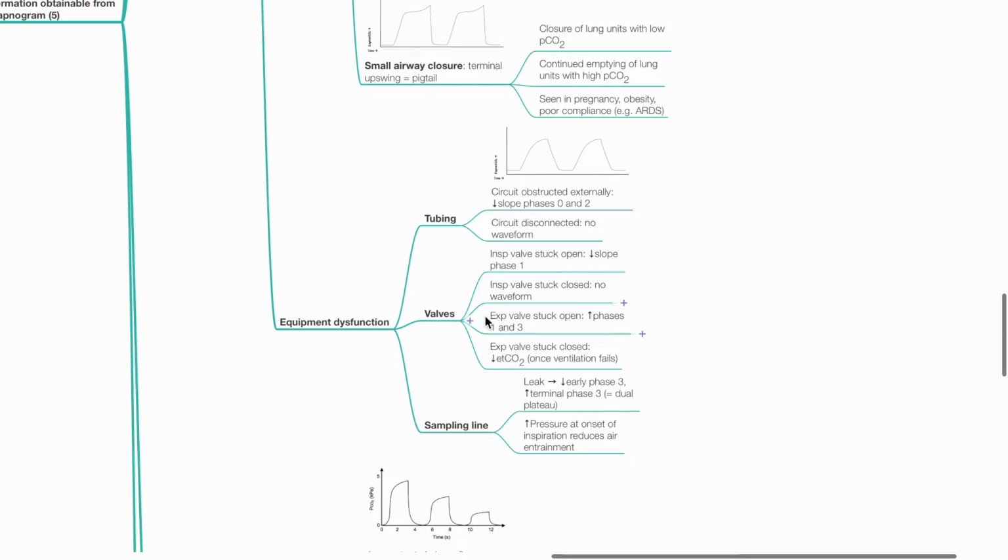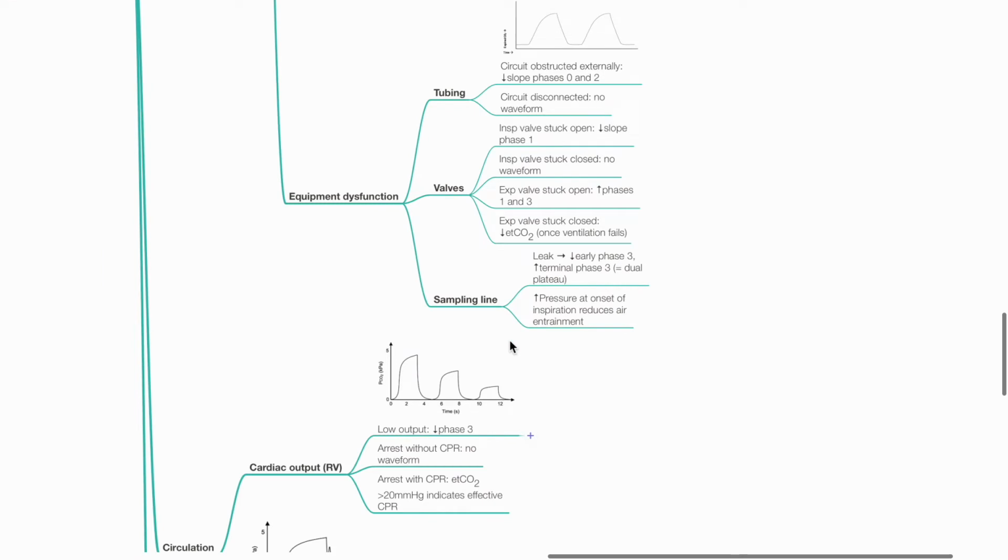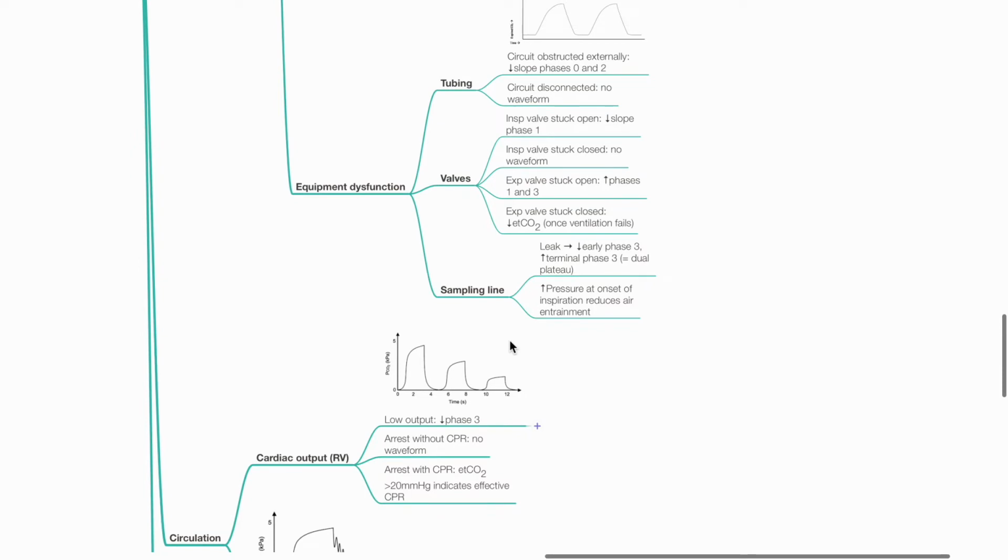Expiratory valve stuck open, there will be increased phases of 1 and 3. Expiratory valve stuck closed, there will be reduced EtCO2. Sampling line leak may be indicated by dual plateau of phase 3. The increased pressure at onset of inspiration reduces air entrainment.